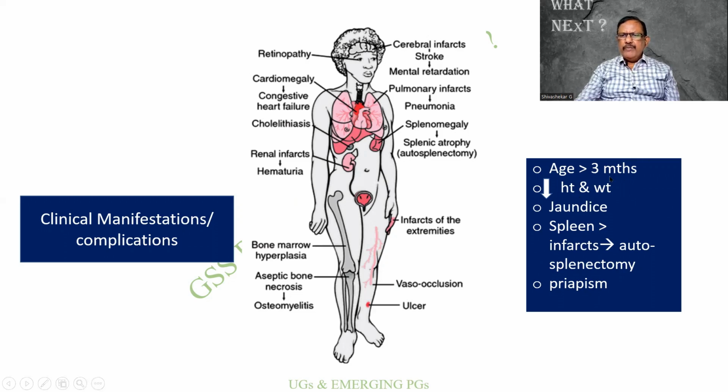It manifests only after 3 months because the hemoglobin F is protective until that period. There is a decrease in the height and weight, a failure to thrive. Jaundice is seen. Spleen is enlarged because of the activity, but later on it undergoes multiple infarcts and autosplenectomy. Priapism is the erection of the penis due to decreased amount of venous drainage. Quite painful.